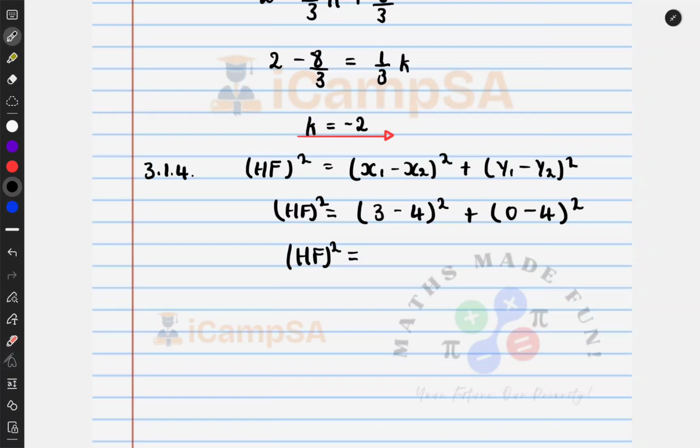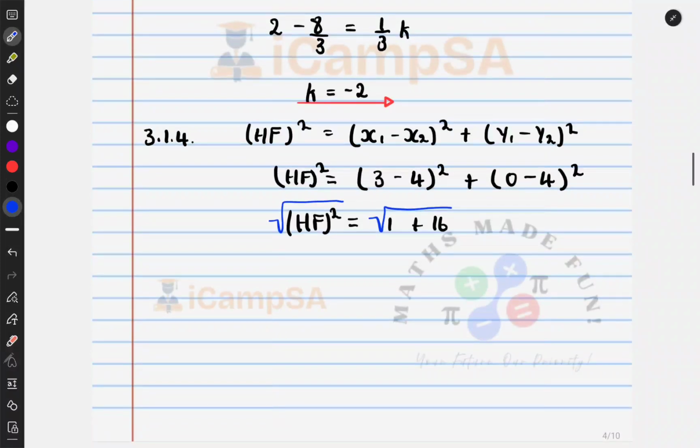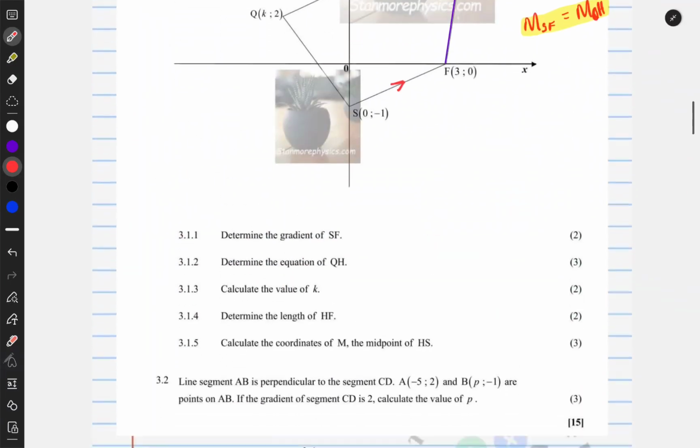HF squared, the length we are looking for. So we have 3 minus 4 is negative 1, squared is 1, plus 4 squared is 16. We introduce the square roots on both sides to remove the power 2 on HF, and therefore HF will be equal to the square root of 17 units. You can leave your answer like this, or you can change it to decimals. It's okay. So that is your 3.1.4.